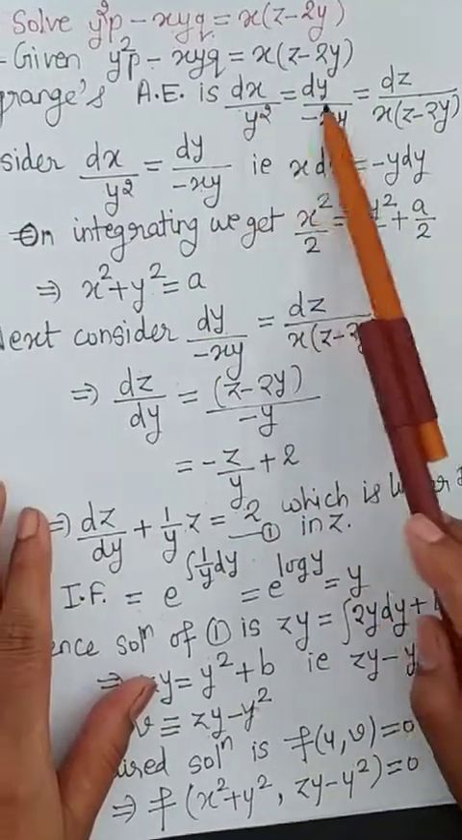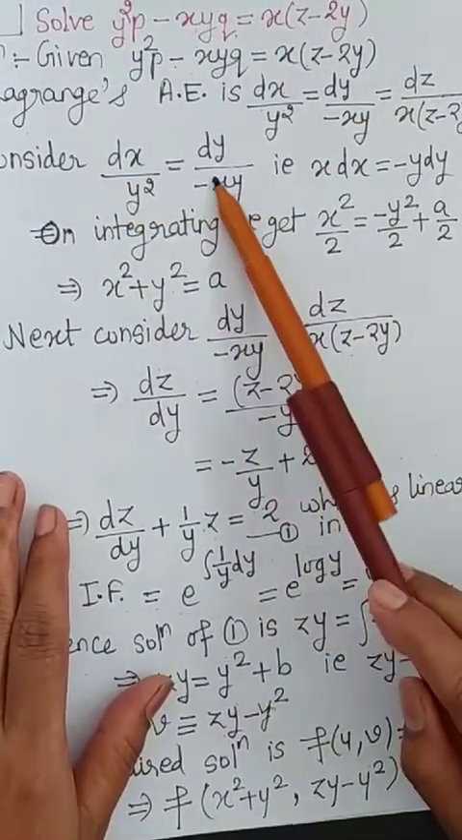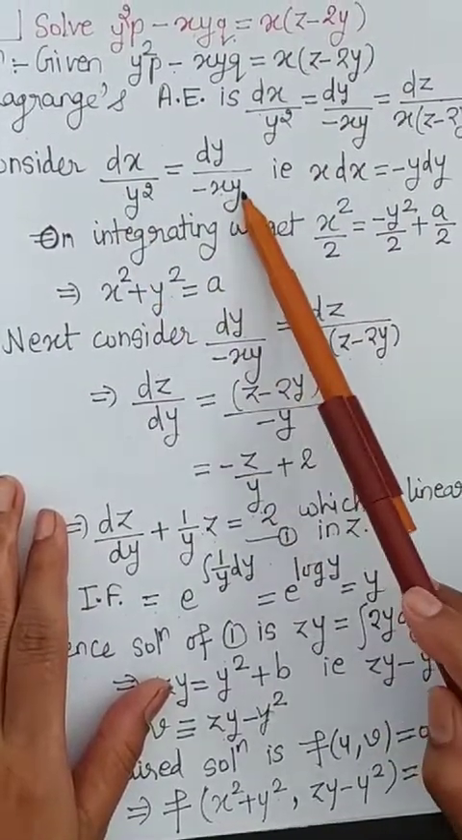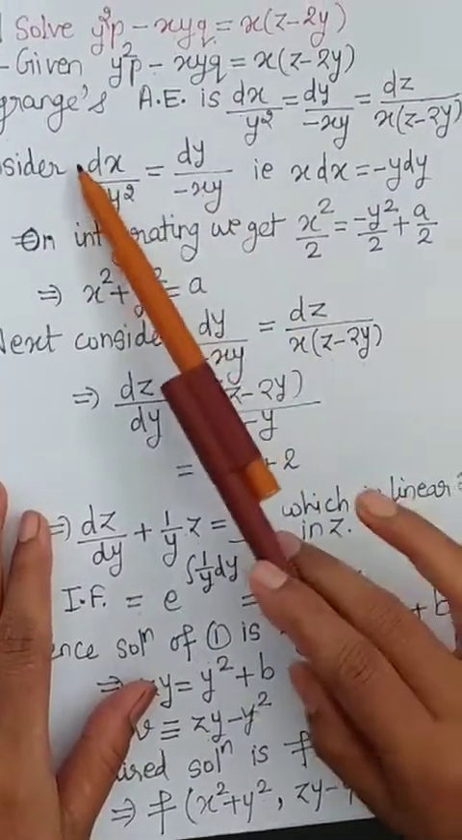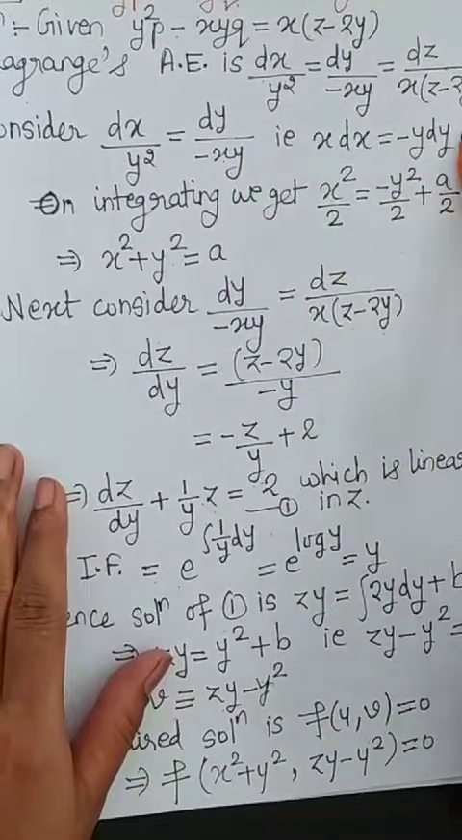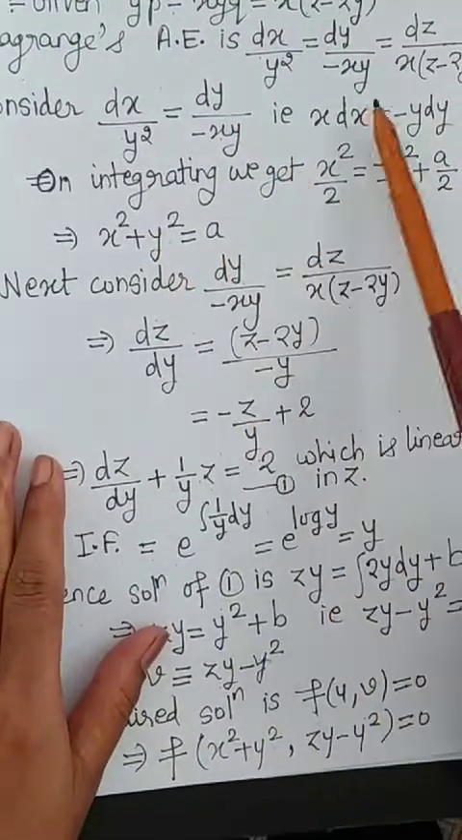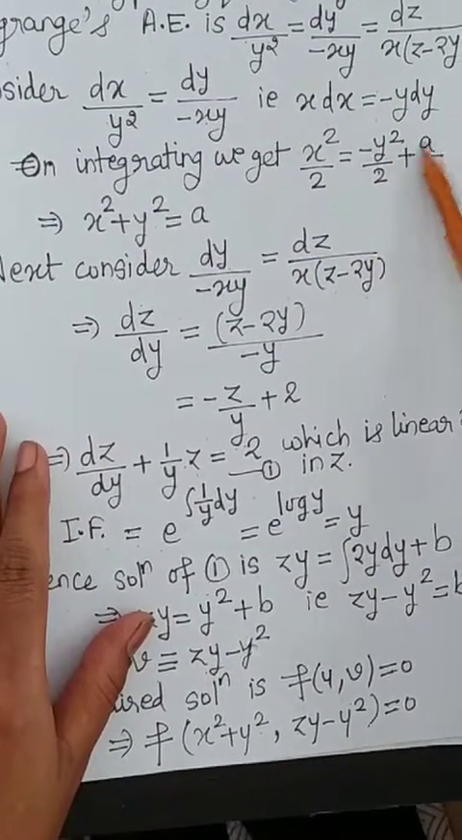Now can we consider the first two fractions? The answer is yes, so we can consider. y will get cancelled, right? We obtain the variable separable form. Take this x on this side. So x dx is equal to minus y dy. Integrate: x square by 2 is equal to minus y square by 2 plus constant.